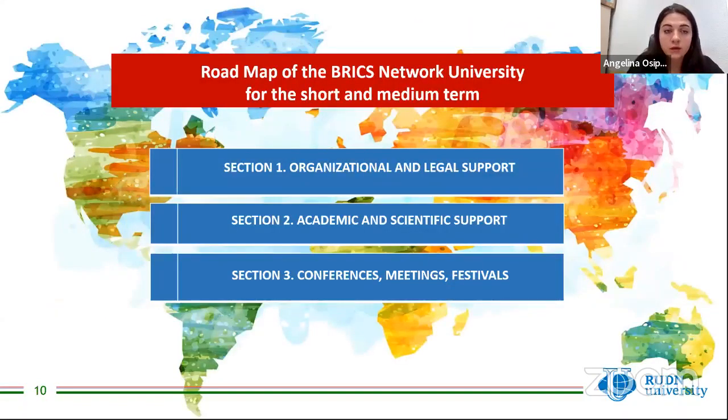The next important document is the BRICS Network University Roadmap for short and medium term. It consists of three sections. The first one is organizational and legal support. The second section is academic and scientific support. And the last one is conferences, meetings, and festivals.